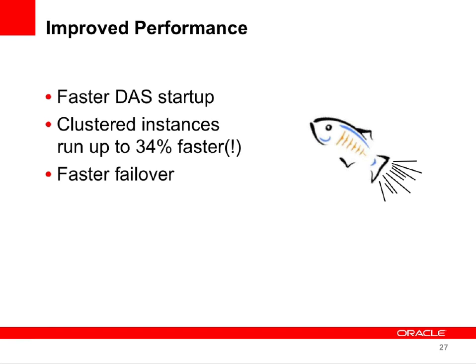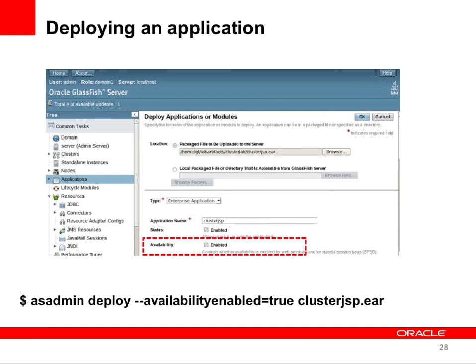Right? So simply by using GlassFish Server 3.1, you can get up to a 34% faster performance relative to GlassFish Server 2.1. And I've already mentioned faster failover. Because we use the consistent hashing algorithm, we always know exactly which instance hosts replicated or backed up data, and the load balancer is able to take advantage of that information.